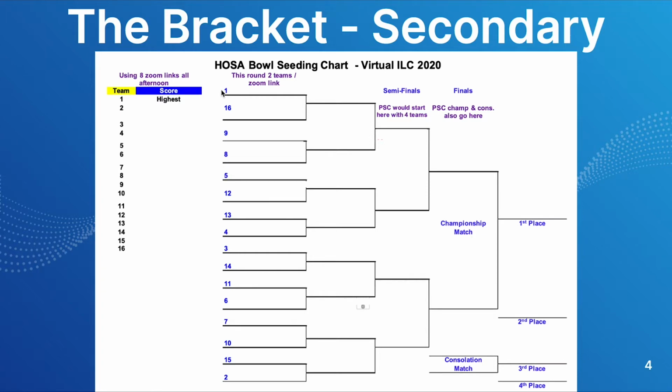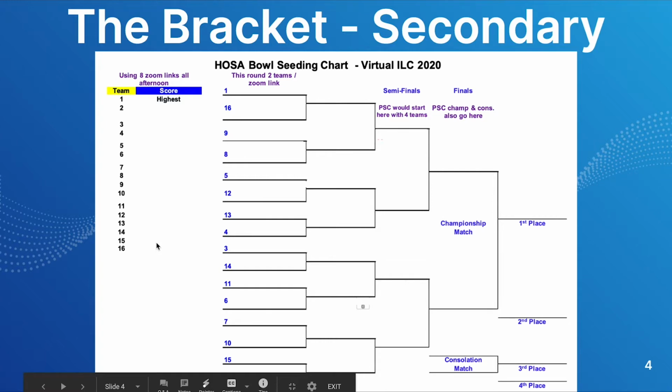So in our first round of Zoom sessions, we had Team 1, Team 9, the 5th ranked team, the 13th seeded team, the 3rd seeded team, 11th, 7th, and 15th seeded teams. And in the second round of Zoom sessions, for round 2, we had 16 seed, 8 seed, 12, 4, 14, 6, 10, and the 2 seed.